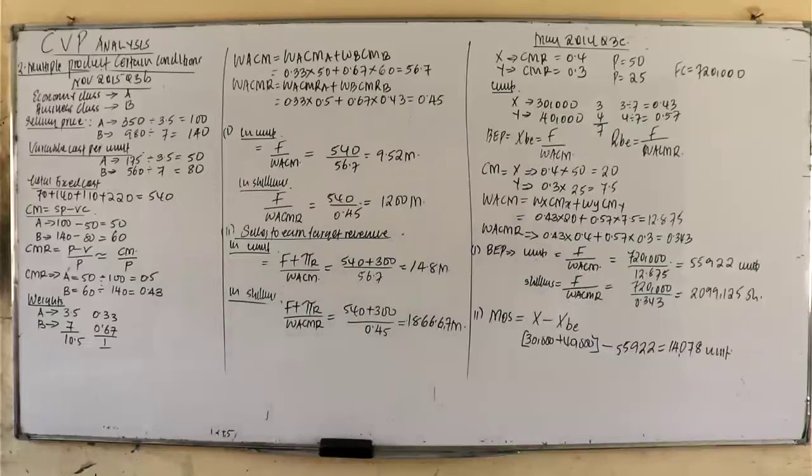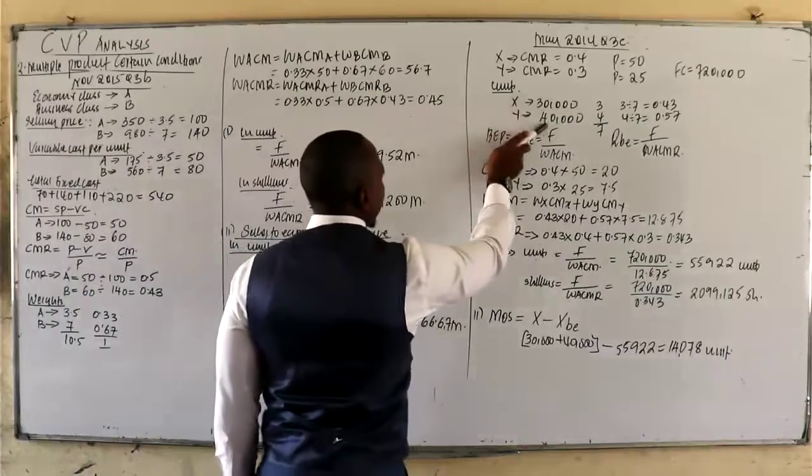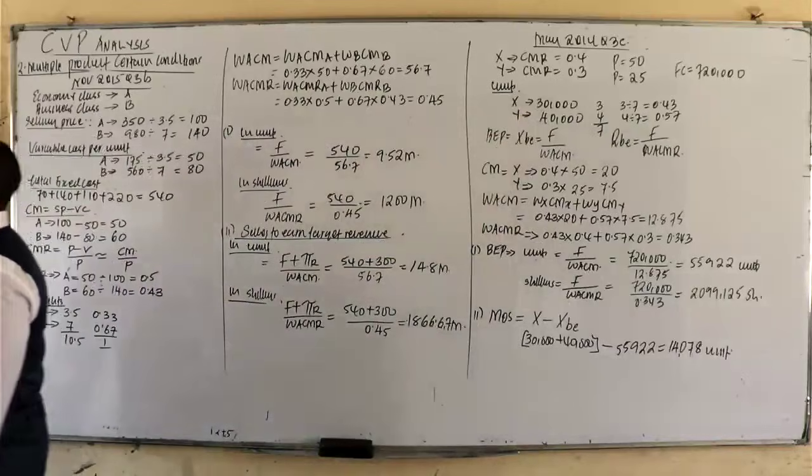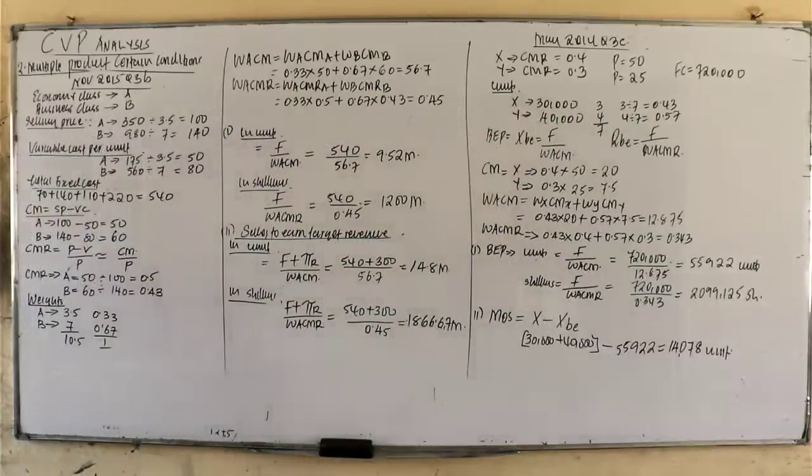The statement that 3 units of product X are sold for every 4 units of Y is not irrelevant. So that's what we are saying. 3 is to 4. For every 3, you sell 4. Remember, one of the additional assumptions is that the sales mix does not change.